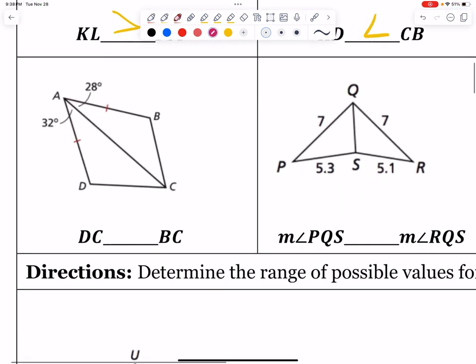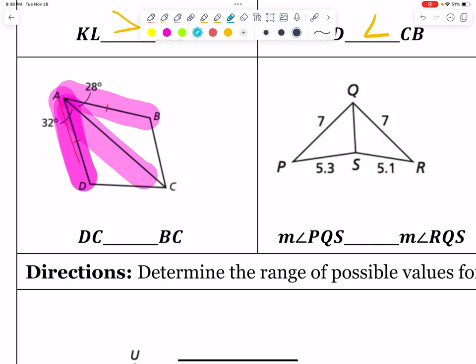So again, these overlap. So let's see. This has a side marked congruent to this side, but again, this is going to be the reflexive property. So this side and this side are going to be the same as this side and this side. And so I get to use the reflexive property to mark that in the picture. Okay. And then the included angles sit between those sides. So let me highlight that.